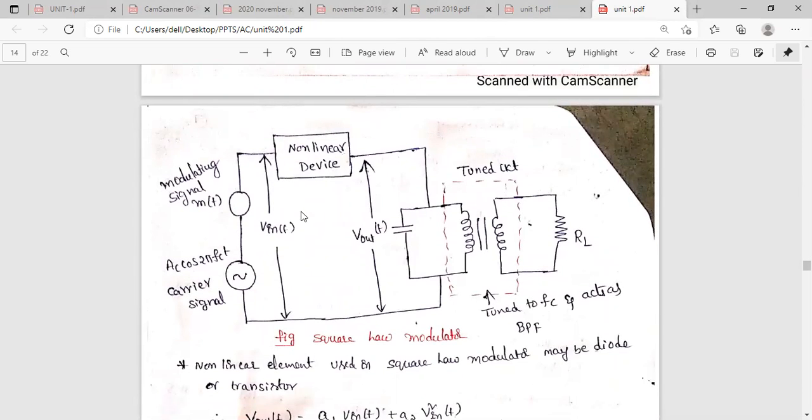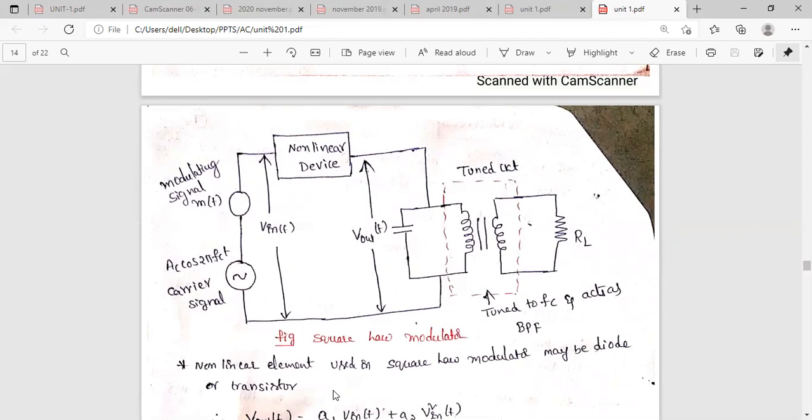Here the message signal and carrier signal are connected in series so that it acts as a summer. After that we have a nonlinear device, and after that we have the band pass filter circuitry. This capacitor and this tuned circuit will act as a band pass filter. This tuned circuit sets the center frequency to the carrier frequency. So what is the center frequency? That is the carrier frequency that is tuned by this circuit.